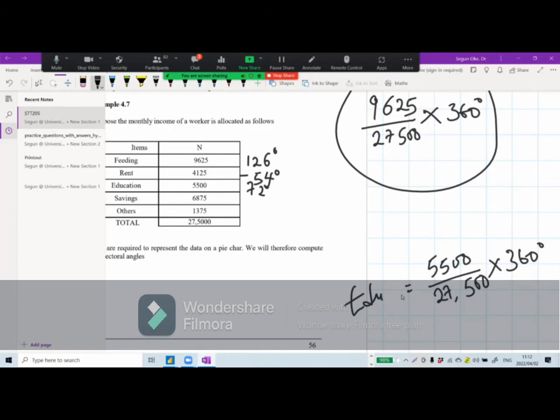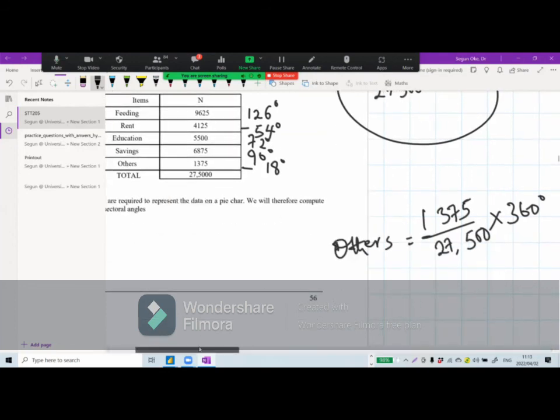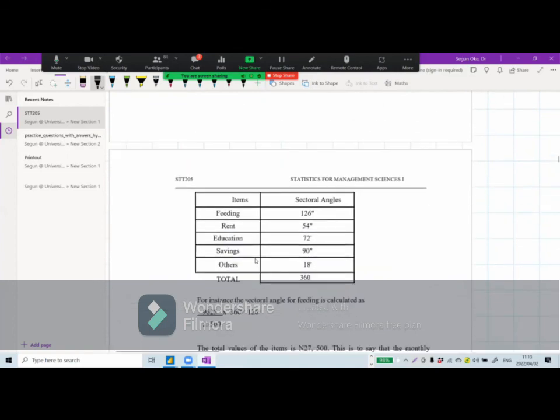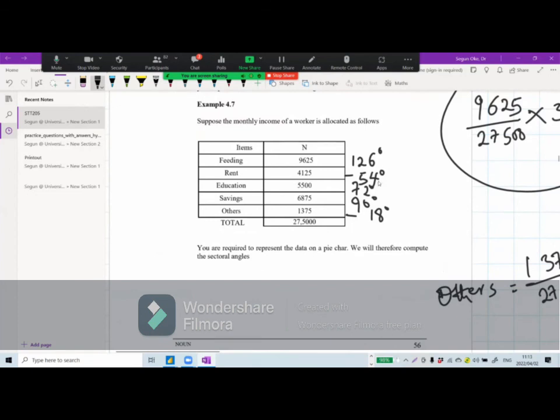So savings. What is your savings? Don't use your savings to buy pizza. It's 90 degrees. Then others. Others is 1,375, which is 18 degrees. So we can see the way we calculate it. The sum, add everything together, must equal 360. Let's do that. Do you get 360?